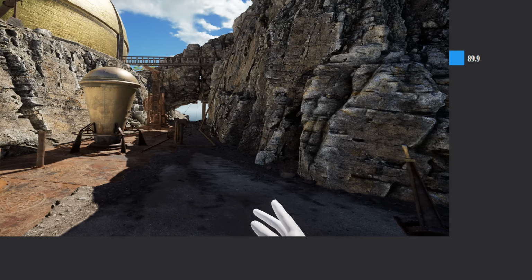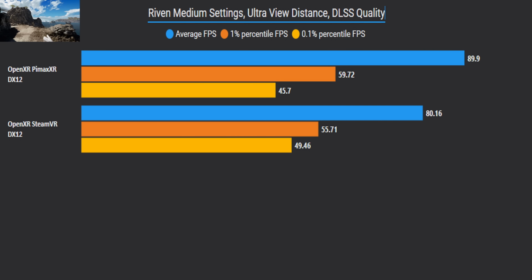Next up is a recent big release, Riven. This is a demanding title, so it was tested at medium settings, save for ultra view distances and textures, and DLSS quality. PimaxXR had 12.2 and 7.2% better average FPS and 1% low respectively than SteamVR. But on the other hand, SteamVR had 8.2% better 0.1% low. But something very important to note here is that on these settings, and where I tested at least, PimaxXR did manage to get basically around 90 FPS, which in VR is a very important threshold to hit.